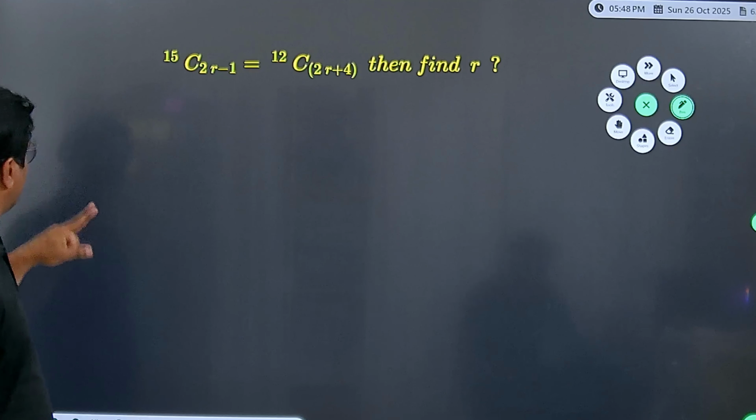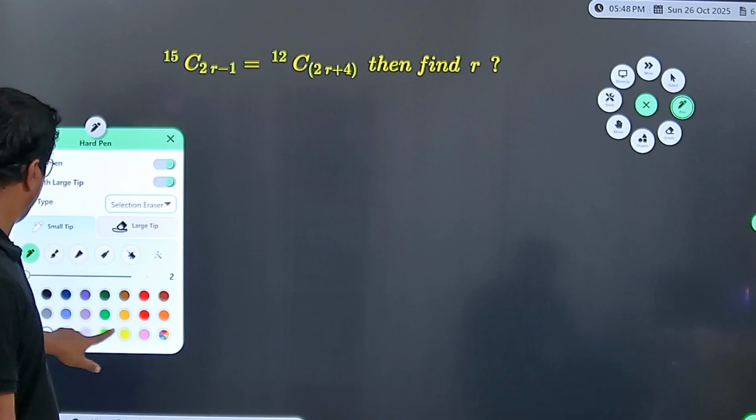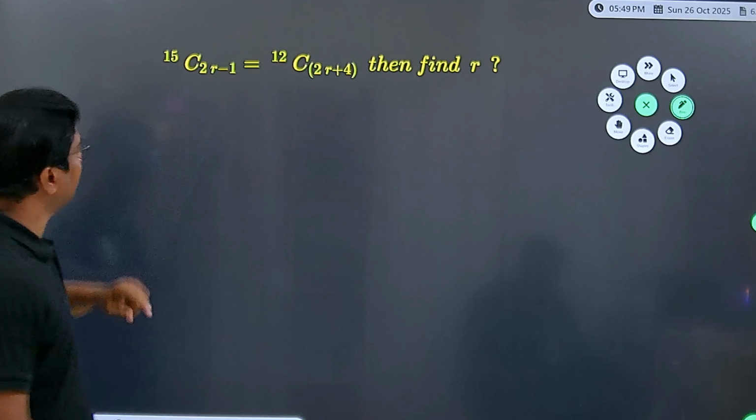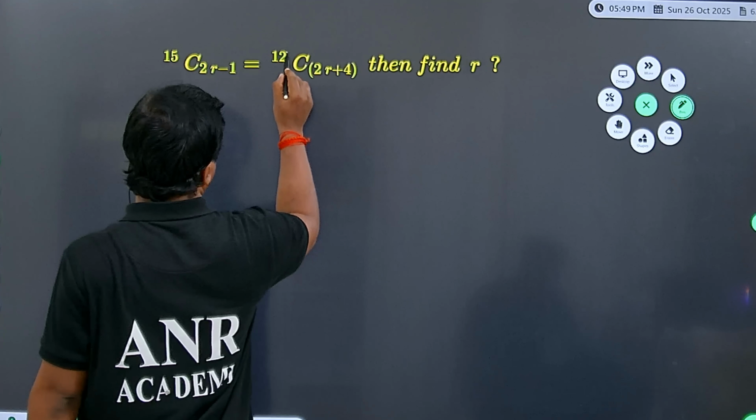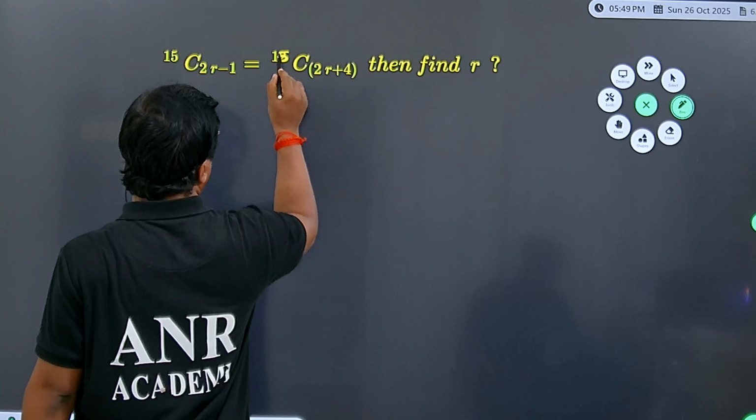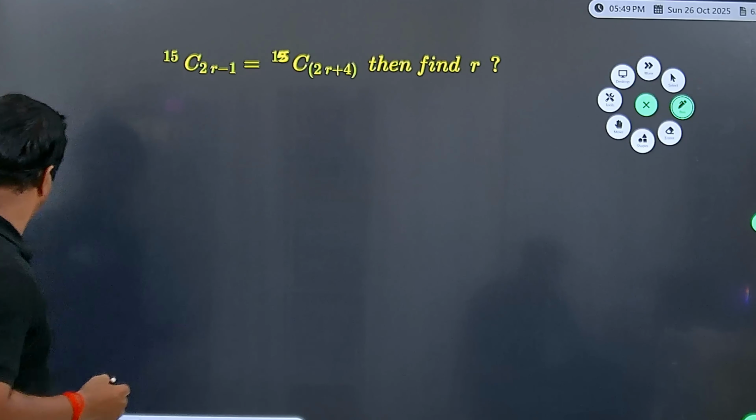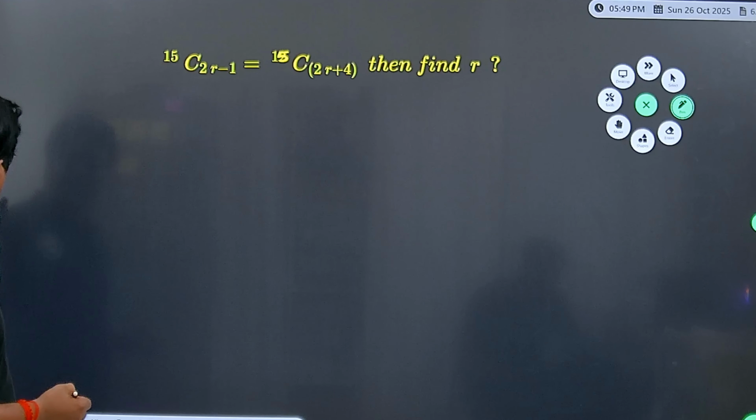Here the question should be 15C2R plus 4. Otherwise it is impossible to solve. Yes, now proceed.